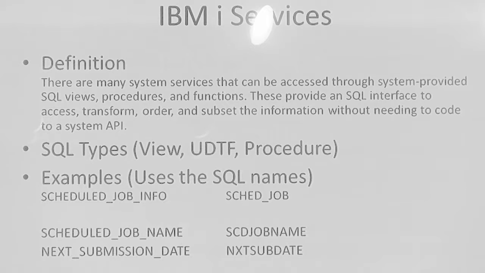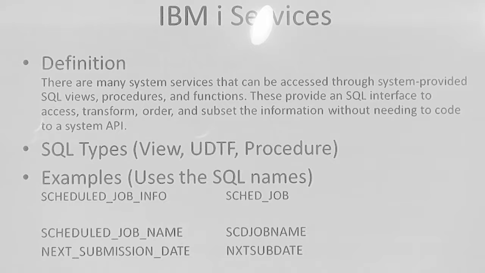With IBM i Services, a lot of system functions can now be accessed through an SQL view or through a UDTF, which is a user-defined table function. It's a program that you use as an SQL table function, and it brings back data like it was coming from a file or a table or a view or index or whatever. And then I threw in a procedure just so you can see how that's put together and how it's used.